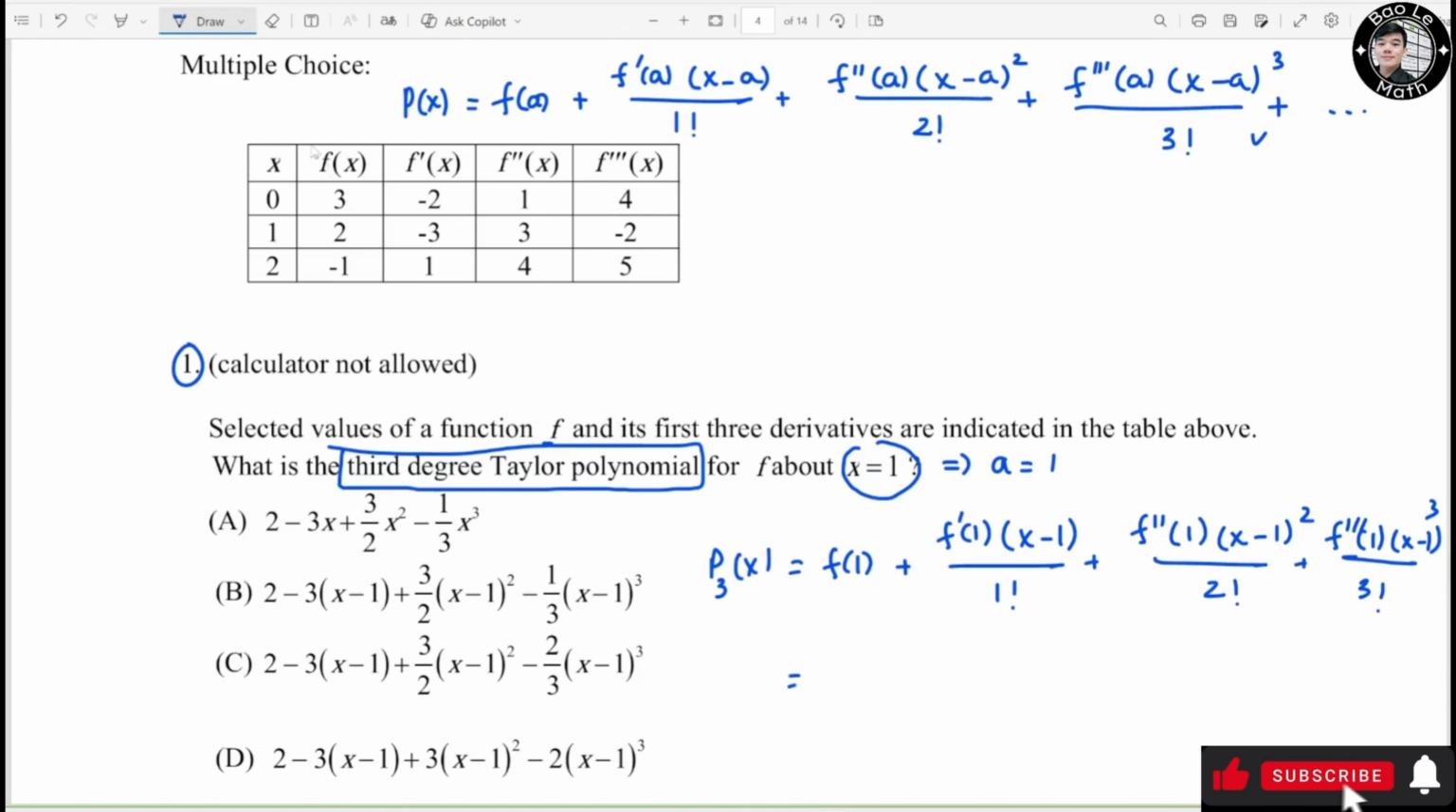Now f of 1 is 2, plus f prime of 1 is going to be negative 3 times x minus 1, plus f double prime of 1 is going to be 3. 2 factorial is going to be 2, so we have 3 over 2 times x minus 1 squared, plus f triple prime of 1 is going to be negative 2, and 3 factorial is going to be 6, so we have negative 1 over 3 times x minus 1 cubed. So the answer must be B.